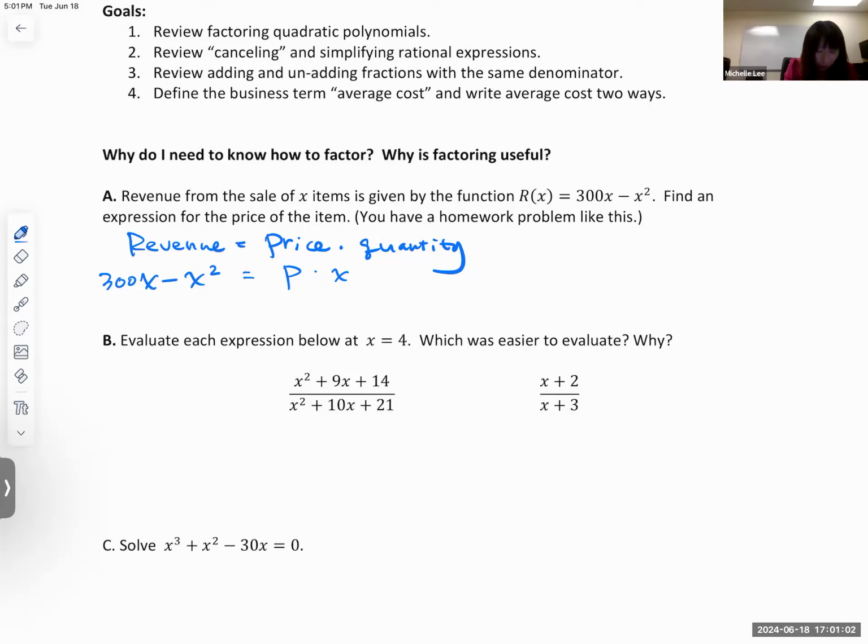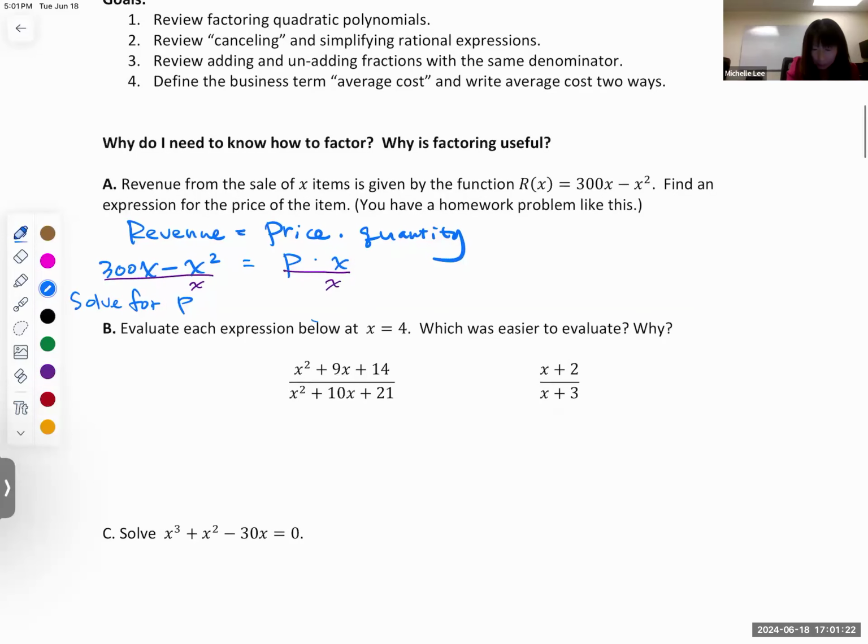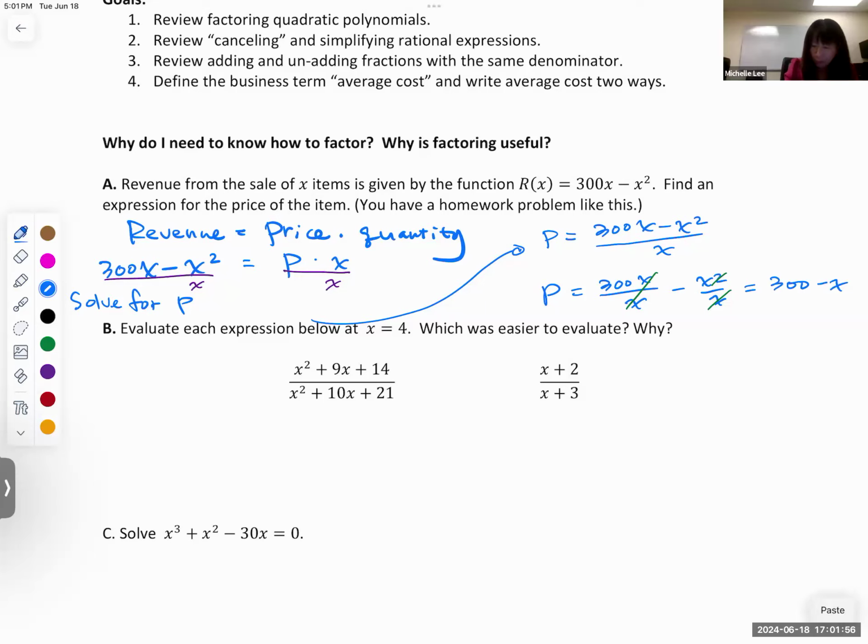Now, we want to express the price of the item, so solve for P. We divide by x on both sides. That will be P equal to 300x minus x squared all over x. That means 300x over x minus x squared over x. We can simplify, x over x and then x squared over x. So we will have 300 minus x. This is the price of the item.